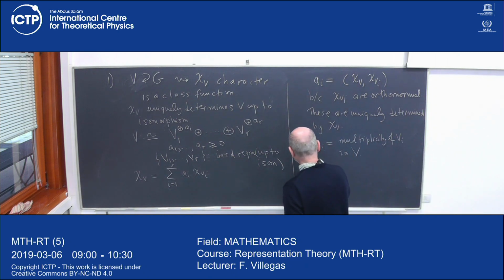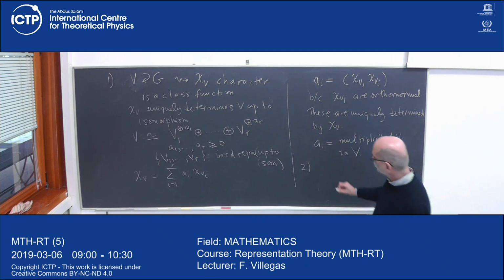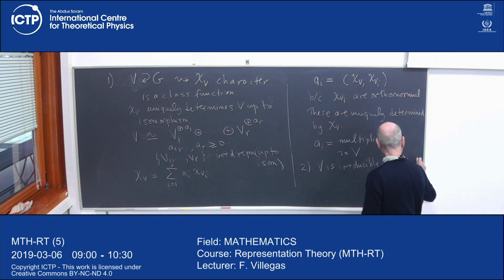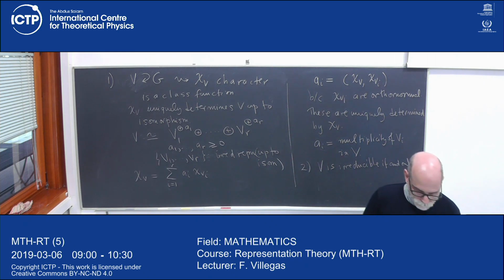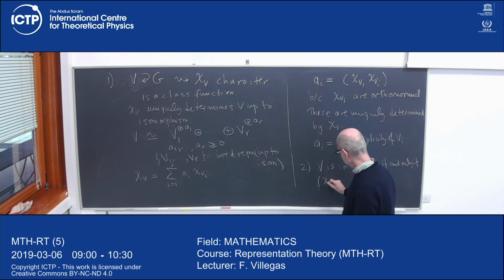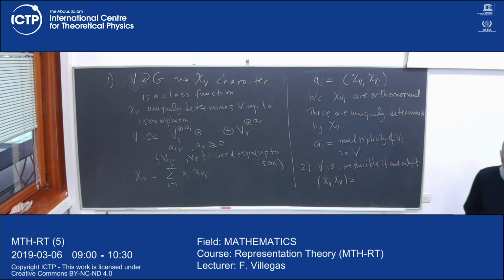The second statement is that V is irreducible if and only if, what? How can you tell from the character if the representation is irreducible? Let me compute chi of V with itself. What is this in terms of the ai?